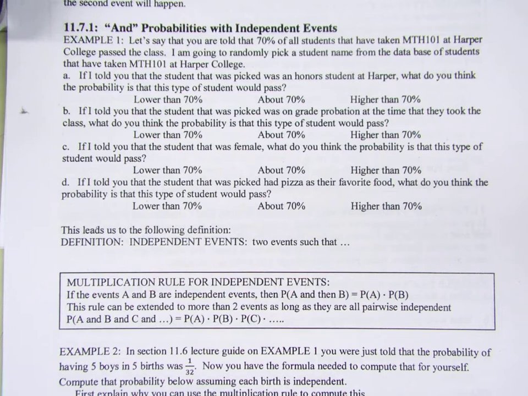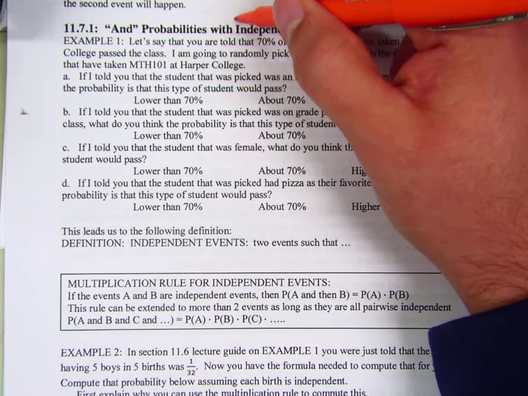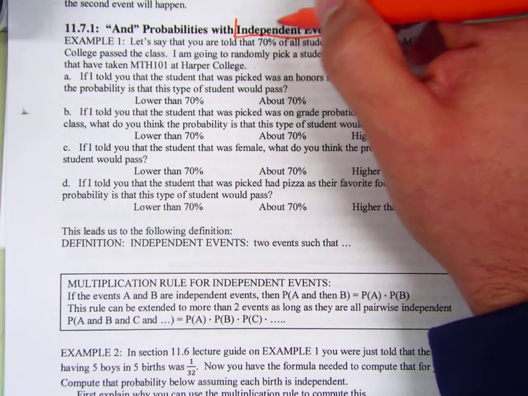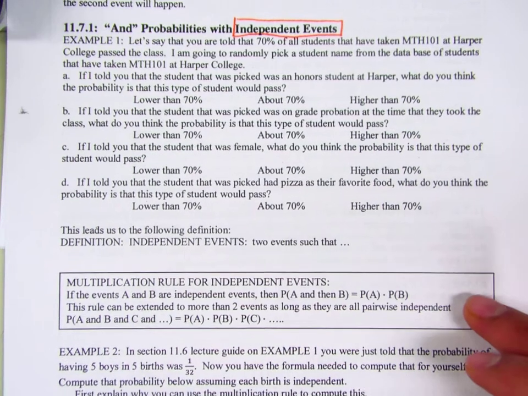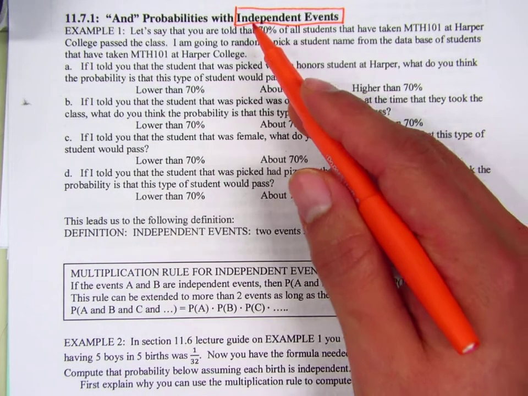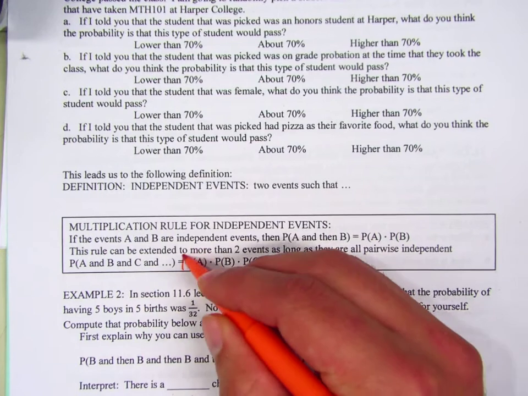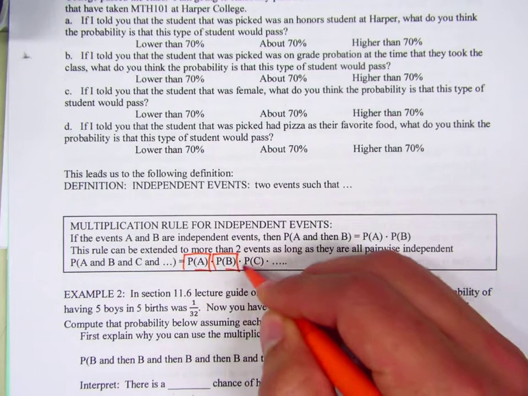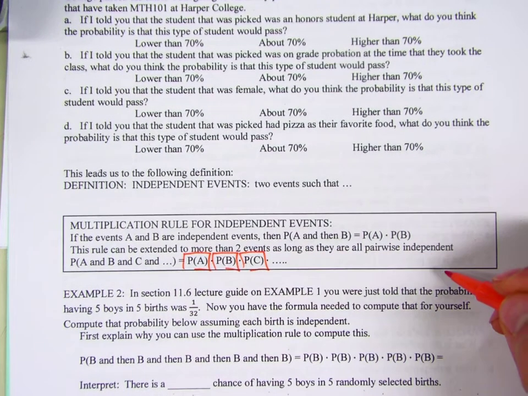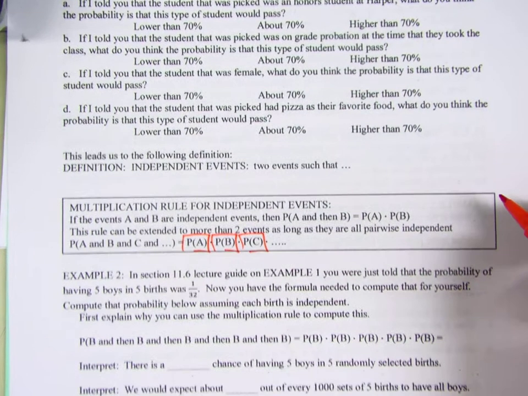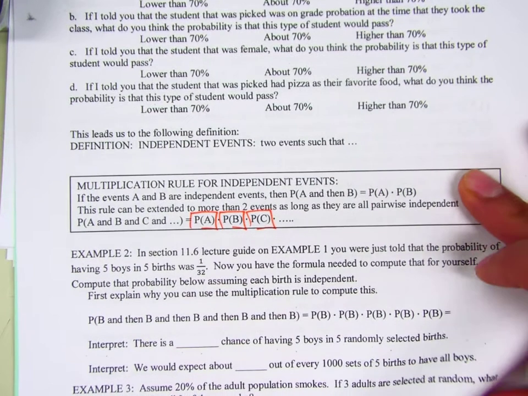Yesterday we talked about independent events. And if we have the probability of independent events, we talked about how you just multiply the probabilities, right? That was the first part of the notes yesterday. Let's turn the page.